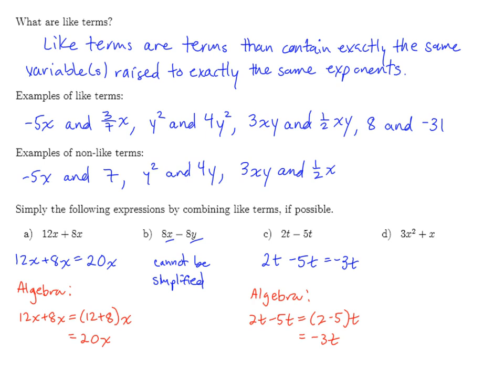And in this last example, I have 3x squared plus x. The first term, 3x squared, has x raised to the second power, and the second term, which is just x, has x raised to the first power. So those are not like terms, and this cannot be simplified then, which I'll write down.